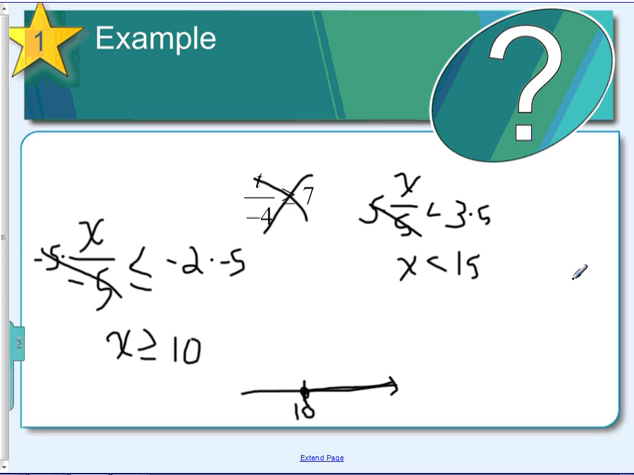I hope you are getting a better understanding of how to work with these negative numbers and these inequalities, and come to class tomorrow with any questions.